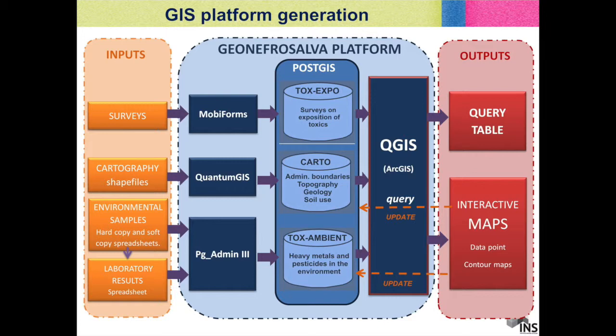As is shown in this flowchart, all gathered data were stored in three different PostGIS databases: a database storing survey data, a database storing cartographic data, and a database storing environmental data. Quantum GIS, pgAdmin, and MobiForms are the interfaces used to introduce the data inputs. Interactive maps can be generated through Quantum GIS or using other common GIS software. Through GIS software, query tables can also be extracted from the databases. The database's architecture is open to input new data and to updates as might be needed for further investigations.